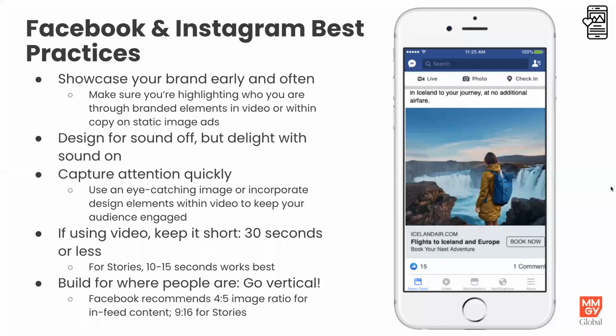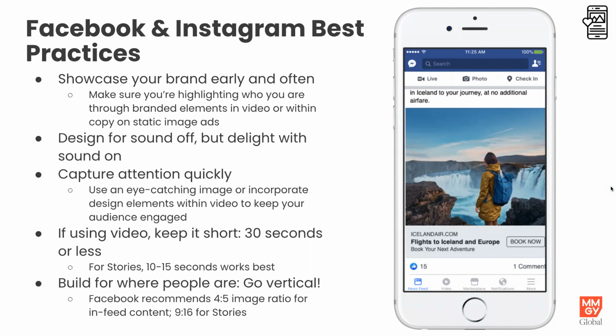You really want to use eye-catching imagery or video to keep the audience engaged from the second they stop on your ad. So if you are using video, you want to keep it short. 30 seconds or less is what's going to perform best for these ad placements on Facebook and Instagram. And if it's specific to stories, 10 to 15 seconds is going to be what works best.